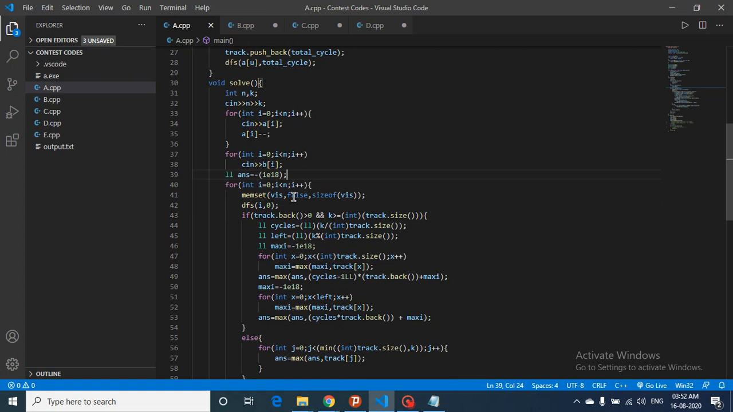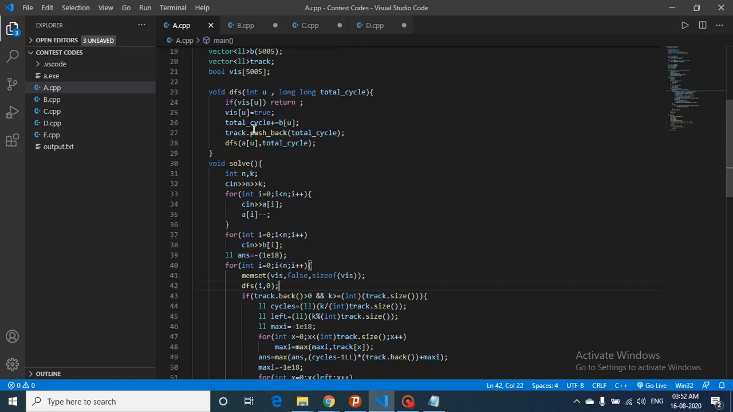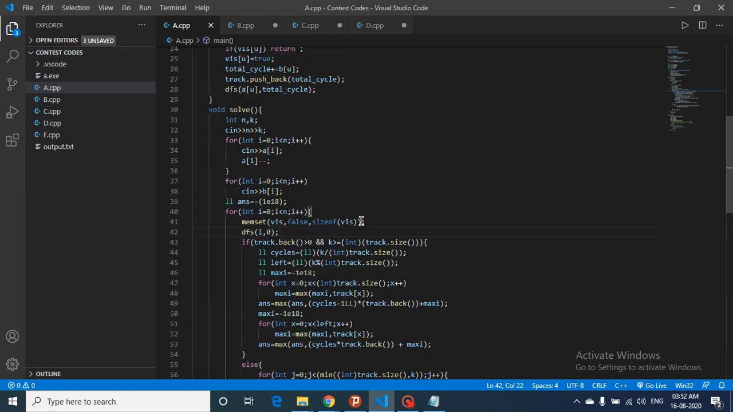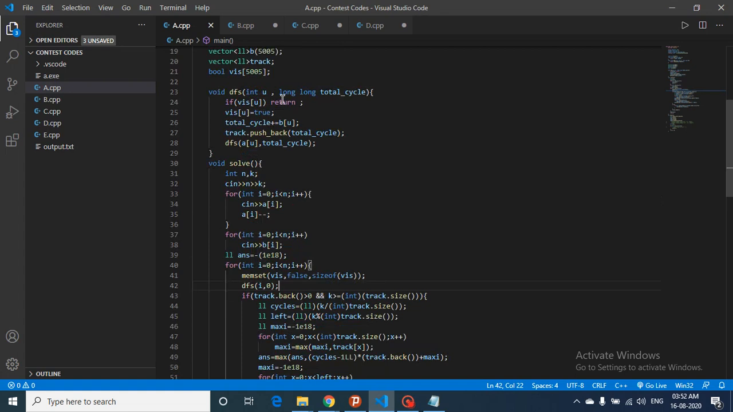Okay. Now for every starting point from 0 till n, we will make a visited array, and we want to find out the cycle first. So we will find out the cycle using the dfs function, which I will call. Because we have memset our visited array to false, which means it is 0 at the start, we will check whether the starting point is visited, no. So we will mark it visited and then iterate over the next position till we reach the same position, because we are going in a cycle.